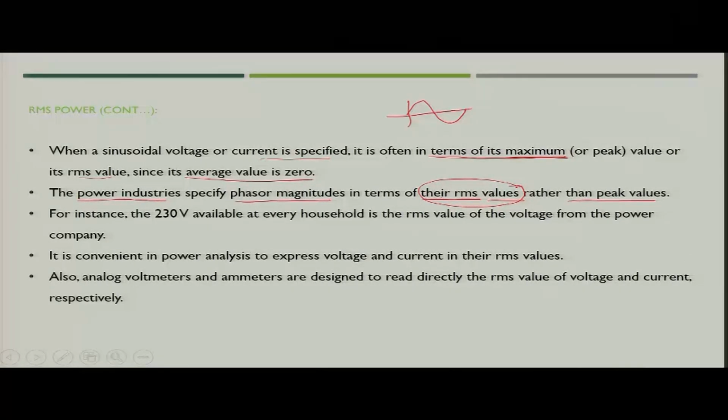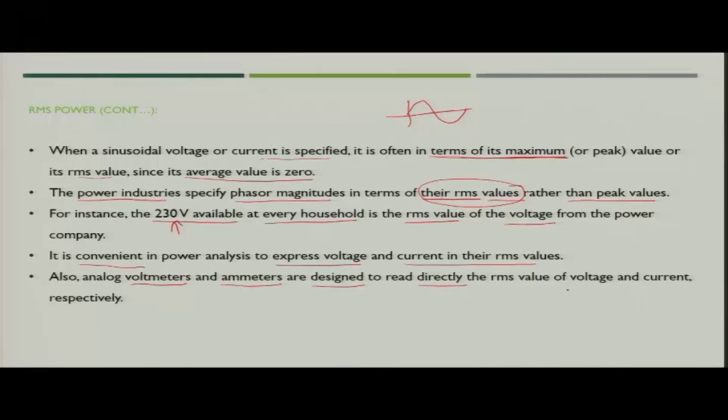It is mostly used in almost all communications when we talk about the various voltage and current signals in electrical engineering or in the power system area. For example, the 230 volt which is coming to every household is an RMS value, not the peak value. So whenever we say that the voltage in our house is 230 volt, it implies that we are talking about the RMS value, not the peak value. It is convenient in power analysis to express voltage and current in their RMS values, because it is more convenient to do the calculations, and the power calculation we just discussed is also easy when we use the RMS value. And our measuring instruments like voltmeter and ammeter are designed to read the RMS value directly. That is why the RMS value is very important for our circuit analysis.